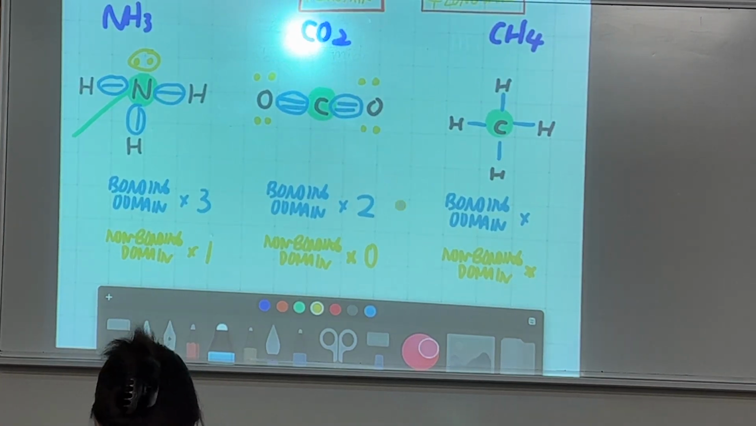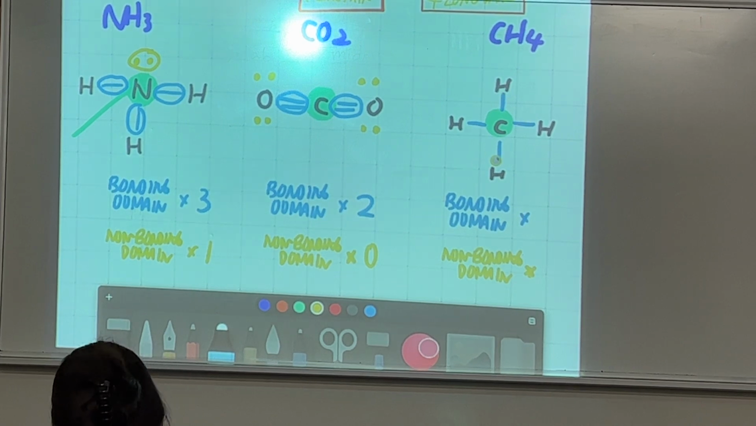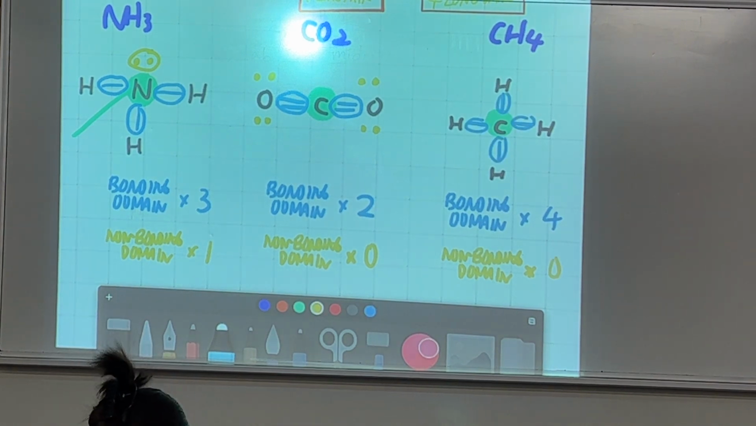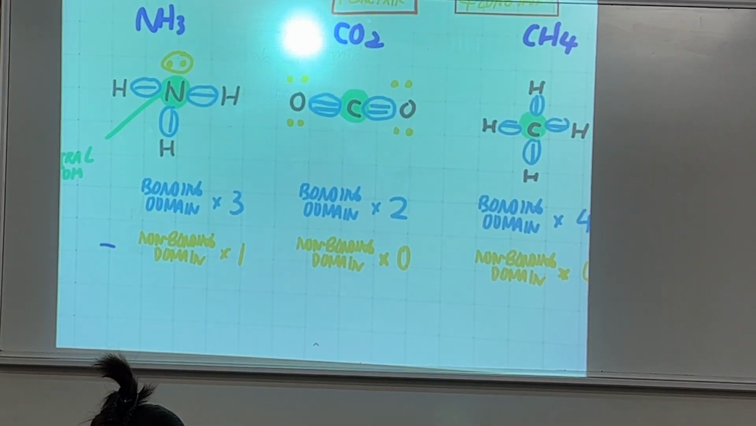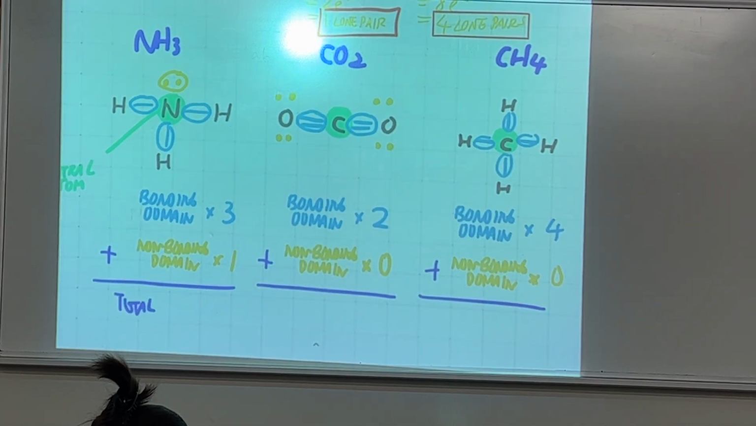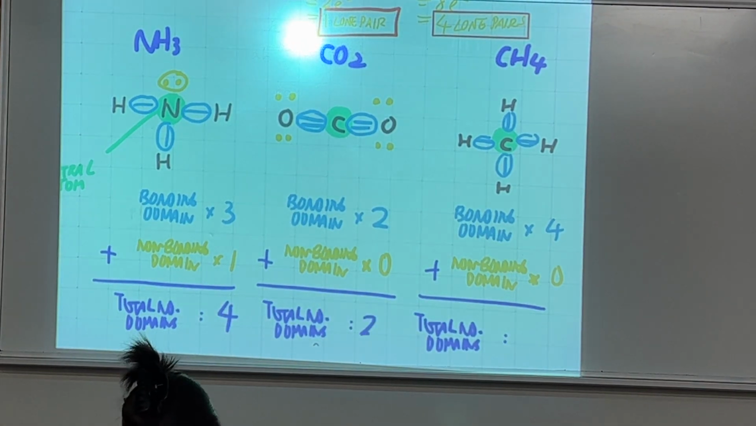So finally, how many domains are there around the C in CH4? 4, right? So you have 1, 2, 3, 4. So the answer is 4 and 0. Is that clear? Okay? So once you figure out the total number of domains, so what is the total number of domains? For NH3, how many domains are there in total? What is 3 plus 1? 4. What about CO2? 2. And finally, 4. Yes, so 4, 2, and 4.